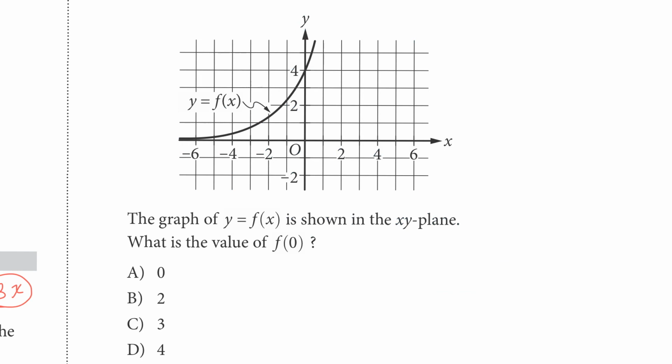The graph above of y equals f of x is shown in the xy plane. What is the value of f of 0? f of 0 is asking when x is 0, what is the value of y? Which is the same thing as asking for the y-intercept in this problem. You can just go up to the graph here and say, well, when x is 0, we're right here. What's the value of y? When x is 0, y is 4. So when x is 0, y is 4, then the answer here should be D.